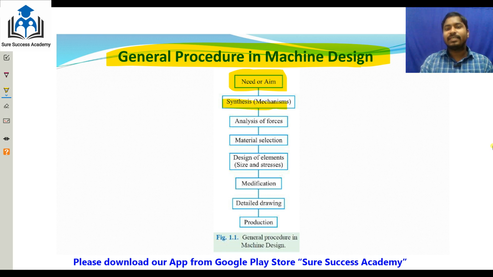Then, what is the synthesis? What is the mechanism involved? After that, we have to do analysis of the process, the forces. Then material selection, which is a very important parameter. After that, you have to do designing of the element, and calculate size and stresses. If required, you can do modification, and after that you have to make detailed drawings, release them, and then you will start the production. This is 1, 2, 3, 4, 5, 6, 7, 8, 9. These nine steps are involved in machine design.